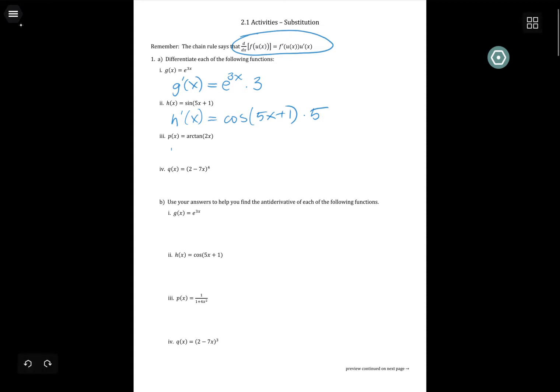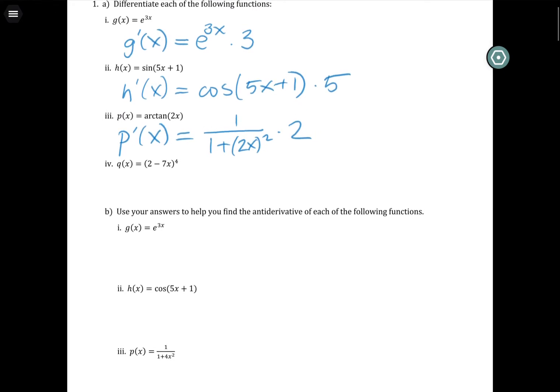The derivative of arctan of a function should be 1 over 1 plus that function squared multiplied by the derivative of that function. So the derivative of 2x is 2. And last but not least, a function to the 4th power. The derivative of that should be 4 times the function cubed multiplied by the derivative of the inner function, which is going to be -7. The derivative of 2 minus 7x is -7.